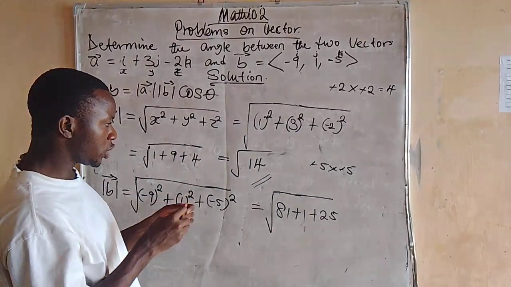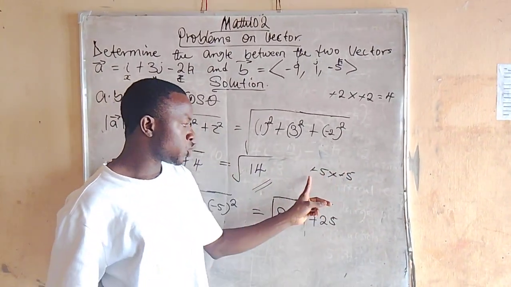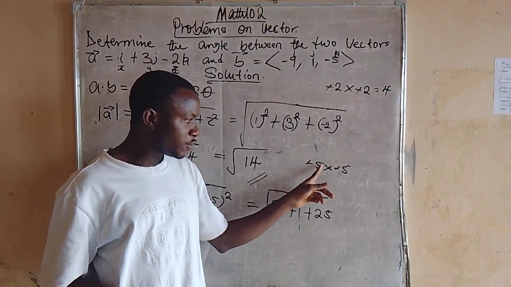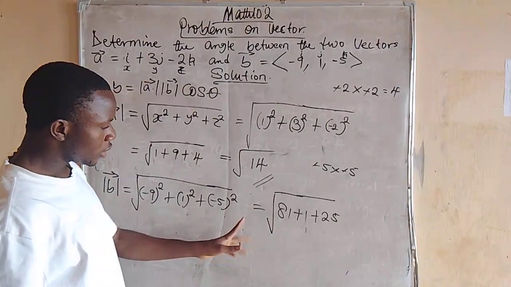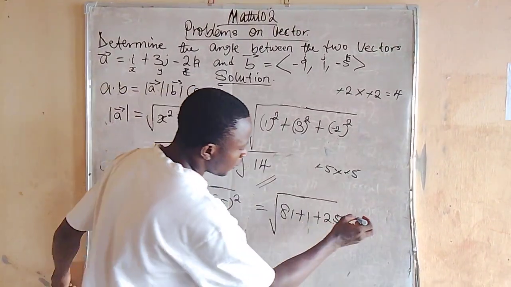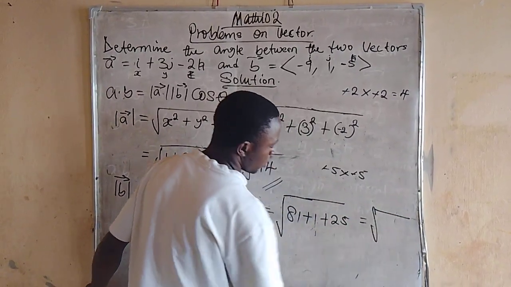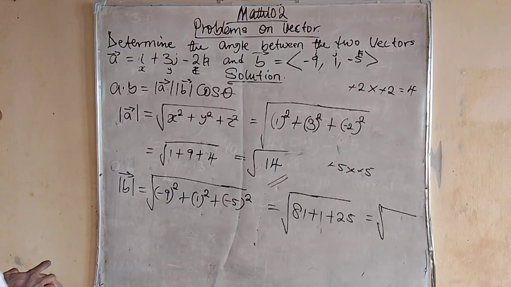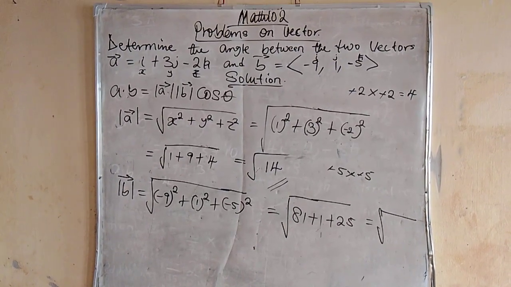All you have to note is that whenever a negative number is raised to the power of 2, the negative will change to positive. It's always a positive number. Alright? So adding this together, we are having the square root of 81 plus 1 is 82. We have 82.